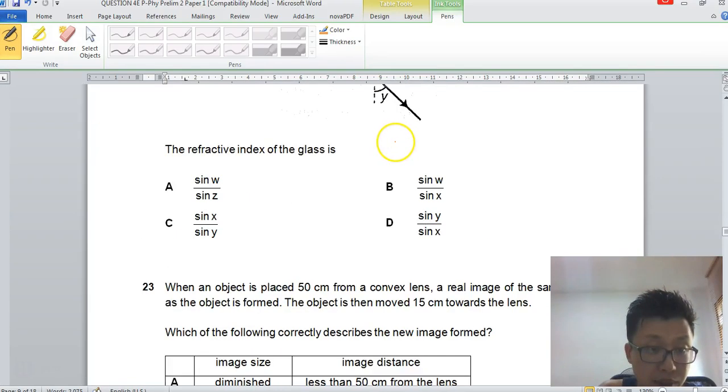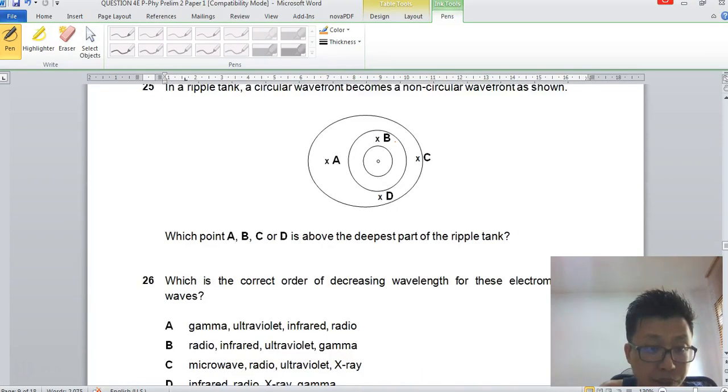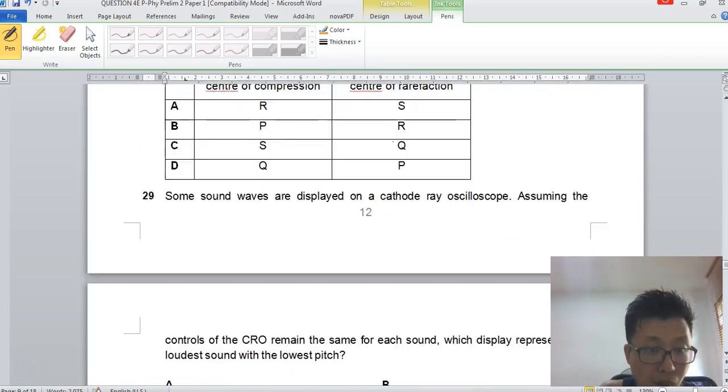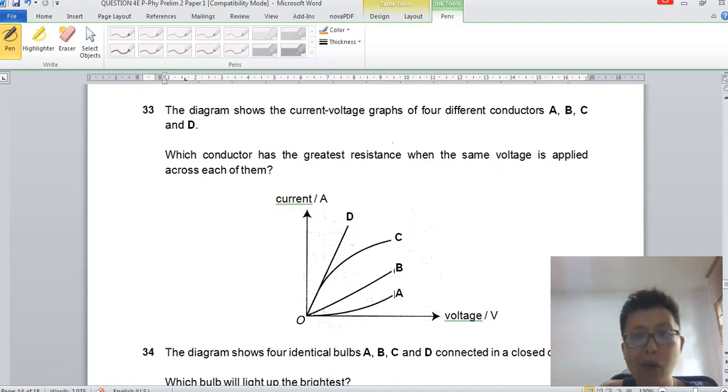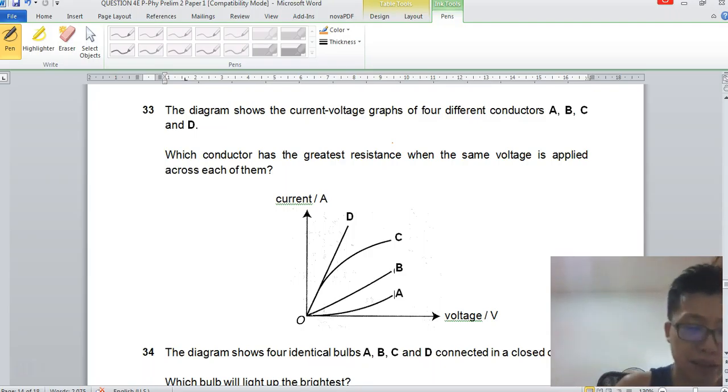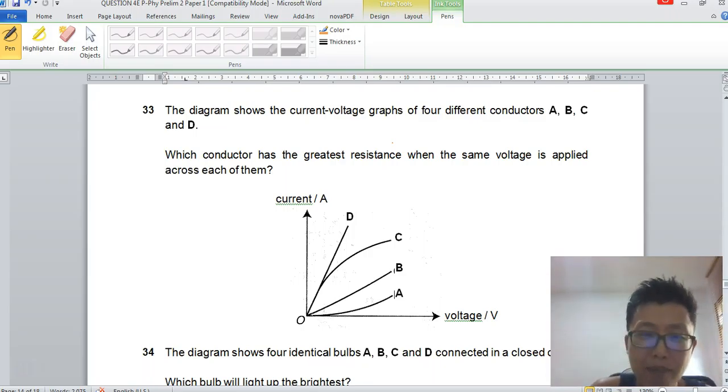Last question on MCQ, question 33. Oh, graphs. Should be quite simple. Okay, some of you, when you look at an unfamiliar graph, have this fear in you. Actually, don't fear. It is all like mathematics. Just treat it as a math test.